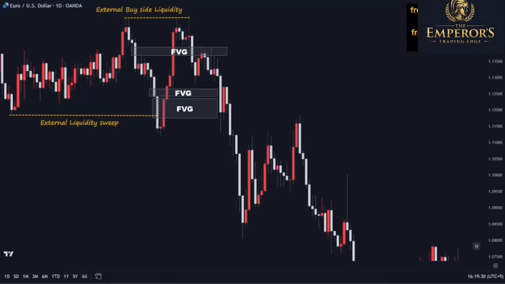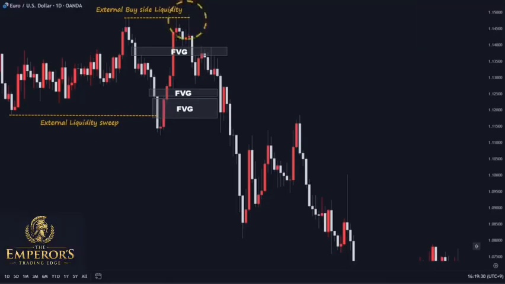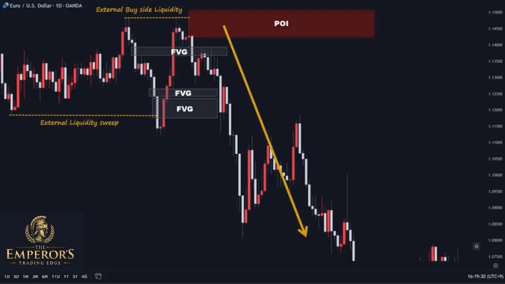What's evident is that the price, after sweeping the buy-side liquidity and forming a perfect POI, promptly reversed its direction back to its primary direction. It's worth noting that the price is now poised to target the sell-side liquidity, which aligns with its dominant direction. This potent trading setup is undoubtedly one of my personal favorites, and I've consistently aimed to capitalize on this strategy within my trading plan.